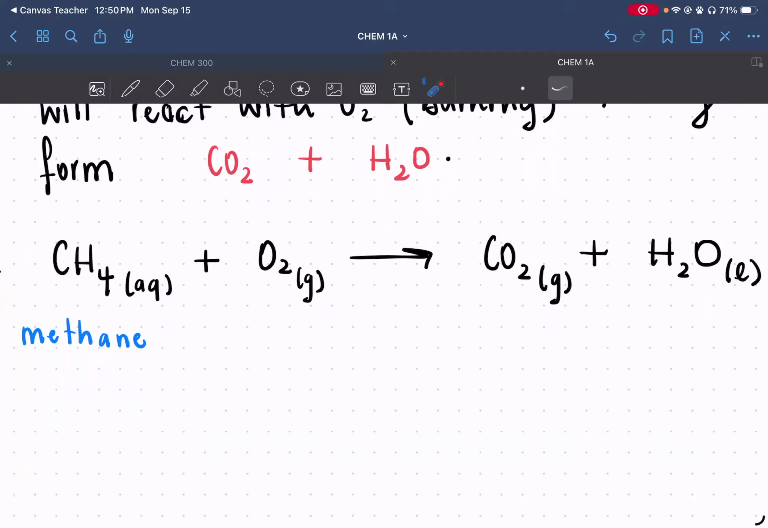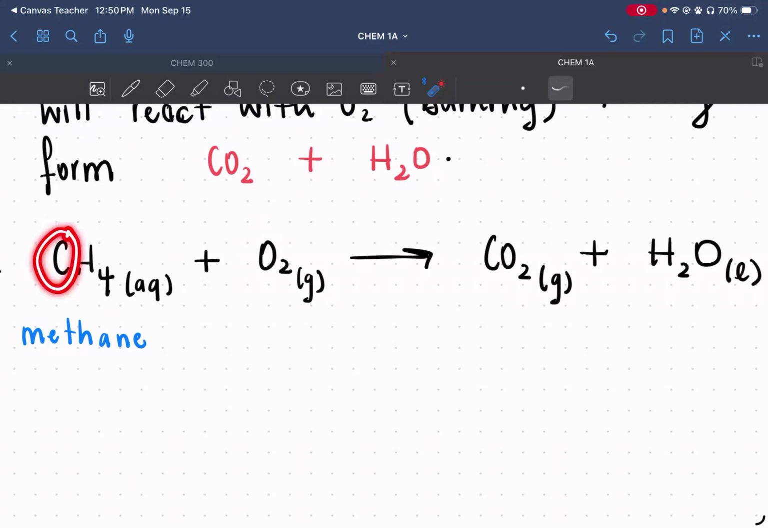How can we tell that very quickly? There are 4 hydrogens on the left. There's only 2 hydrogens on the right. There are 2 oxygens on the left, and there are in total 3 oxygens on the right. So no matter what perspective you take, this is not balanced. We're going to work in order from left to right.